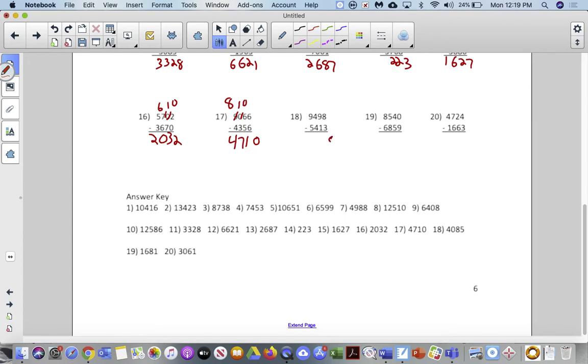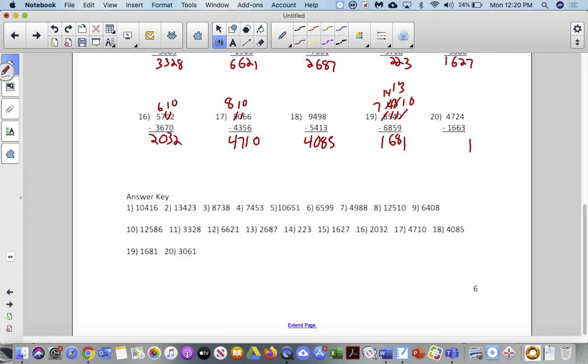Next, 8 take away 3 is 5. 9 take away 1 is 8. 0, 4. 4, 0, 8, 5. Next, make that a 10. Make that a 3. 10 take away 9 is 1. Make that a 13. Make that a 4. 13 take away 5 is 8. 4 take away 8 can't be done, so make that a 7. Make that a 14. 14 take away 8 is 6. 7 take away 6 is 1. 1681.